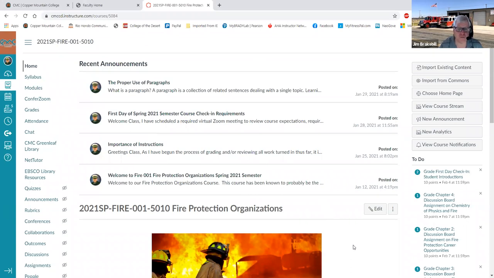This will be the last semester that Fire 001 will be a prerequisite for the entire Fire program. So starting in the summer and in the fall, you don't have to take Fire 001 first. You can take Fire 002, Fire 005. You can take any fire class because there'll be no prerequisites.